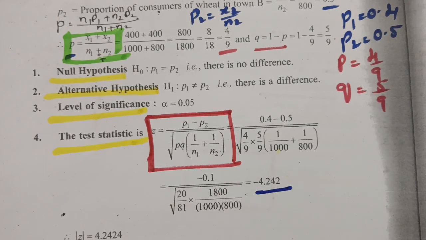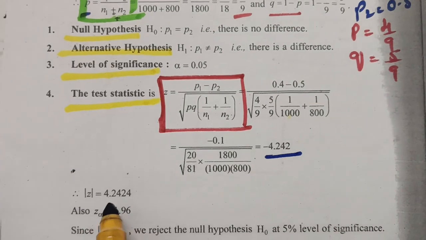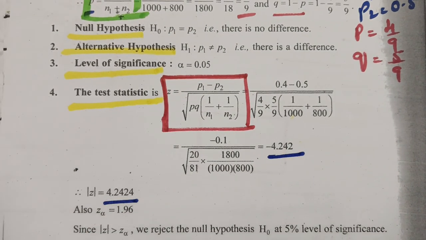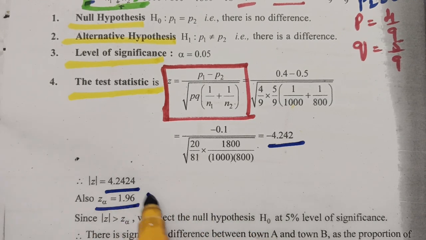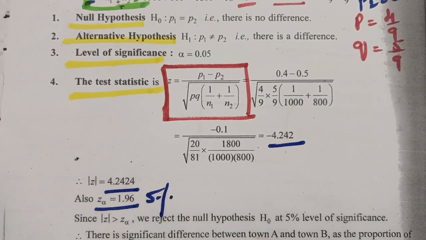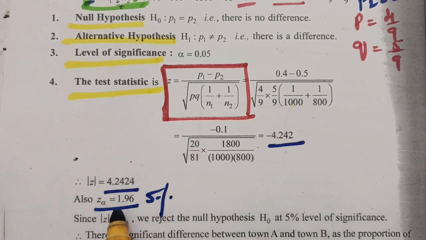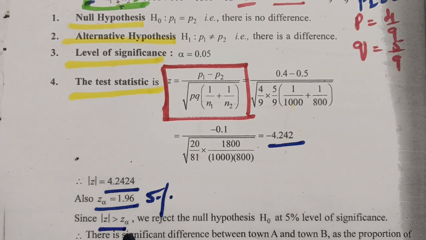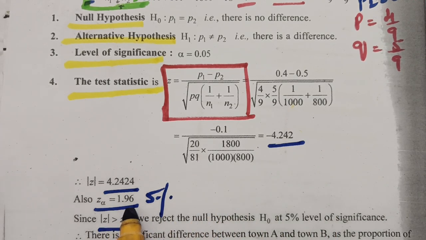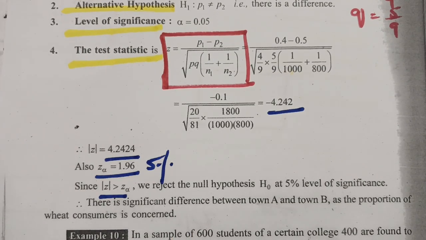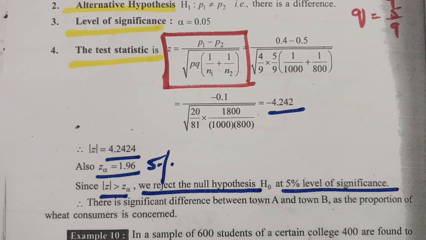The value here is clearly minus 4.242. So if you take the modulus, the value here is 4.2424. At 5% level of significance, Z alpha by 2 is equal to 1.96. So this is the calculated value and this is the tabular value, and clearly the calculated value, that is 4.2424, is greater than 1.96, and therefore we reject the null hypothesis H naught at 5% level of significance.